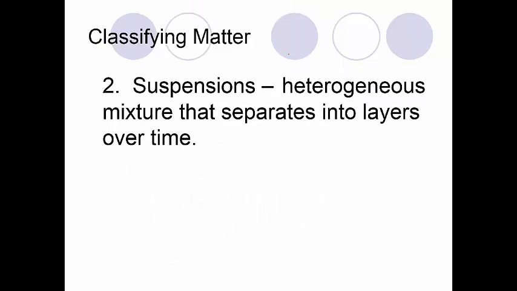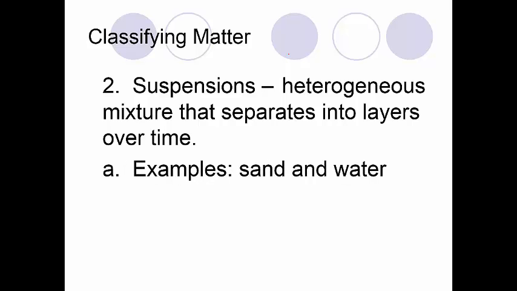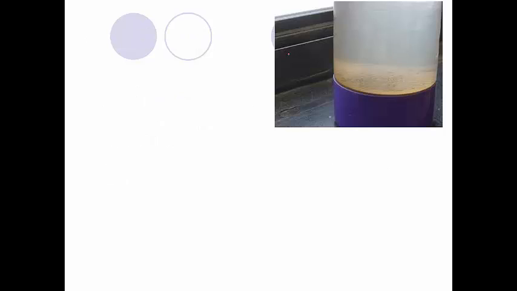A second one was suspensions, and suspensions are heterogeneous, meaning that you should be able to see the particles. They should look different from each other. And with heterogeneous mixtures, most of the time you can separate them into layers over time. Even 10-15 minutes, they'll start to settle because of how big the particles are. They're heavier. So this would be a suspension. You can tell that there's dirt settled to the bottom of this container, and it also has a very foggy look. So there's obviously other particles mixed in there.